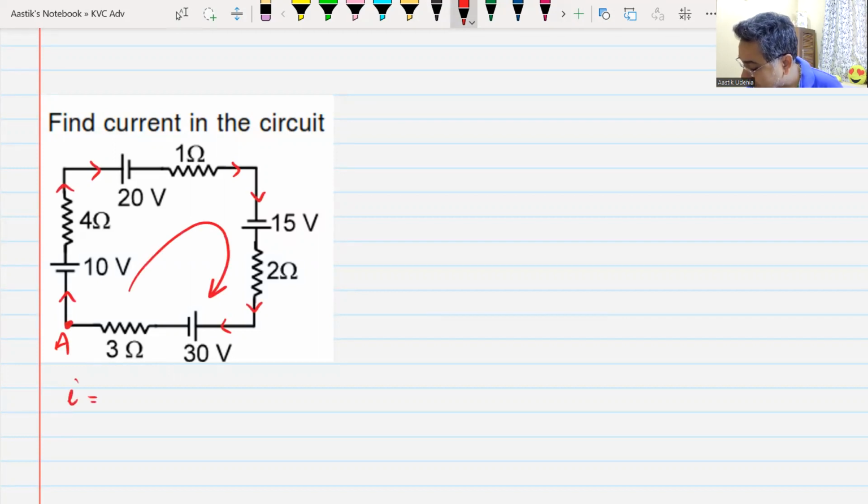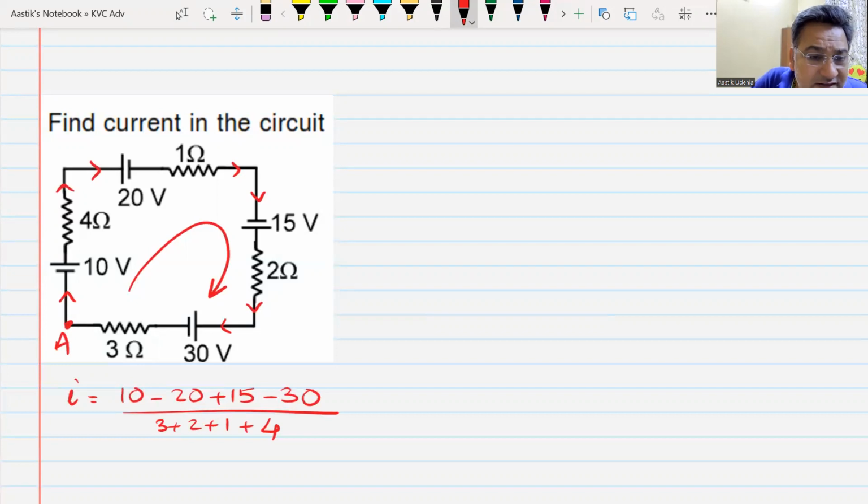So the value of current I will be equal to how much? 10 would be positive, minus 20, 20 would be negative, 15 positive, 30 would be negative, divided by how much is this? 3 plus 2 plus 1 plus 4. So I think that is your answer. And I think current is coming in the anti-clockwise sense. Do we understand this? Yes or no? Understood, sir. Everyone understands this? Yes, sir.